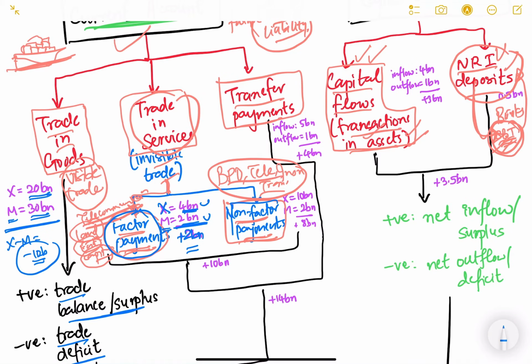Now non-factor payment also, say for example exports is 10 billion and import is 2 billion. So here the net inflow, the net income from services is 8 billion. Okay, the net exports is 8 billion.